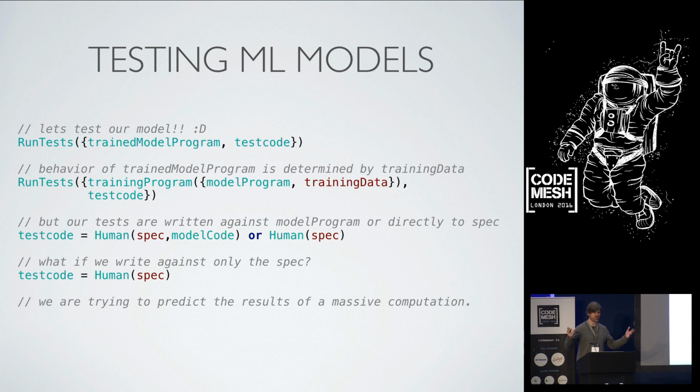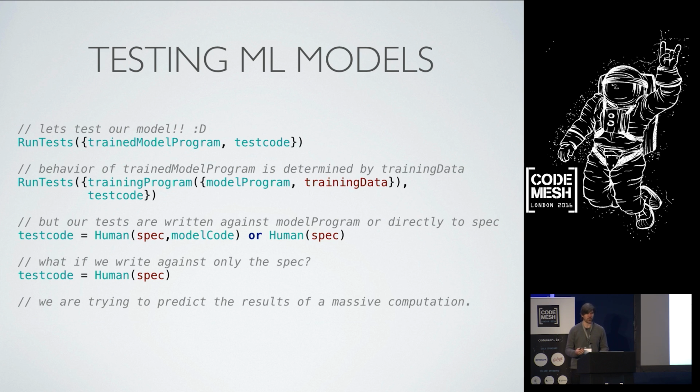So what is this trained model program? The trained model program comes from applying a training program to the model program and some training data, right? We want to test this program. The behavior of this program is determined by training another program with some specific data. And we're going to test that with whatever test code we supply.